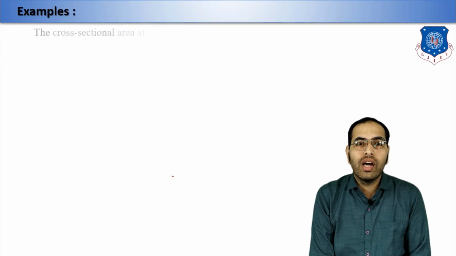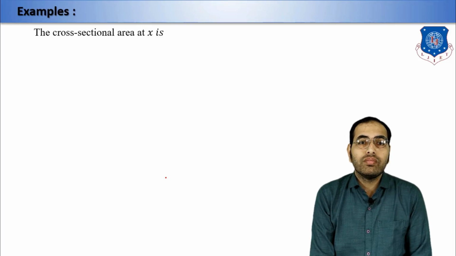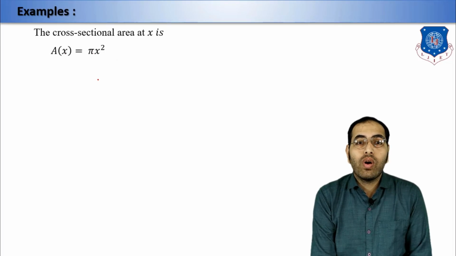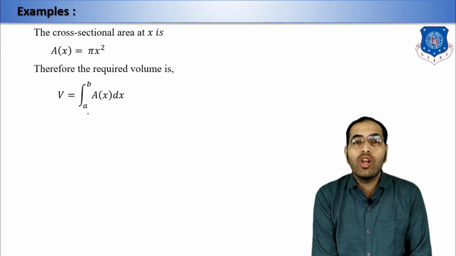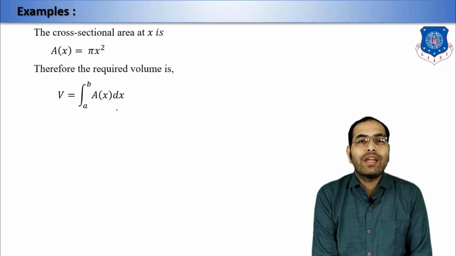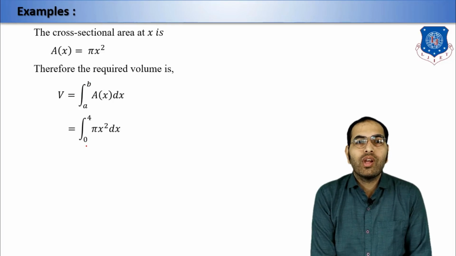Now we have the formula to find the cross-sectional area at x. A of x equals pi r square, because the cone has a circular cross-sectional area, so the equation is pi r square, the area of a circle. Here r equals x, so it is pi x square. Therefore, the required volume is capital V equal to the integral from a to b of A of x dx. Here a to b varies from 0 to 4, where x varies from 0 to 4. Then the limit of integral is 0 to 4, and the cross-sectional area pi r square is pi x square dx.